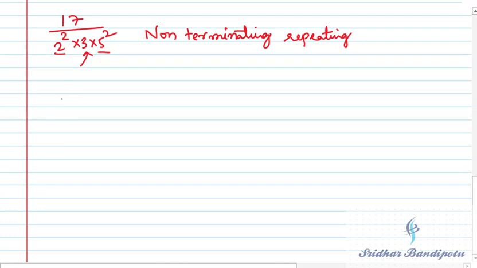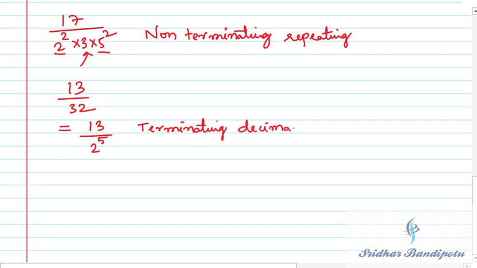Okay, now let's take another example. So 13 by 32. Is it a terminating decimal or non-terminating repeating decimal? Okay, now the denominator is not in the form of prime factorization. So 32, how can we write the prime factorization? 2 to the power of 5, right? Now what I said, if the denominator is only in the form of 2 to the power of m also, we can say it is a terminating decimal. No? So this is an example for a terminating decimal.